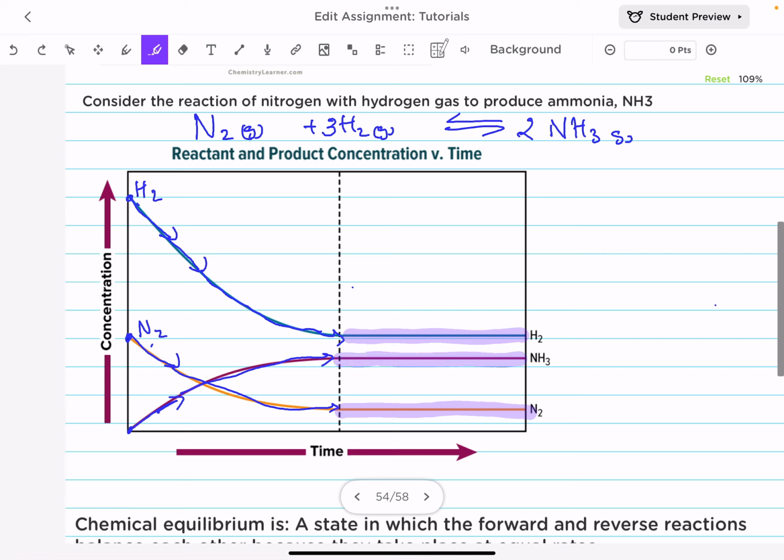So, the law of chemical equilibrium states that at a given temperature, a chemical system may reach a state in which a particular ratio of reactant and product concentrations has a constant value.